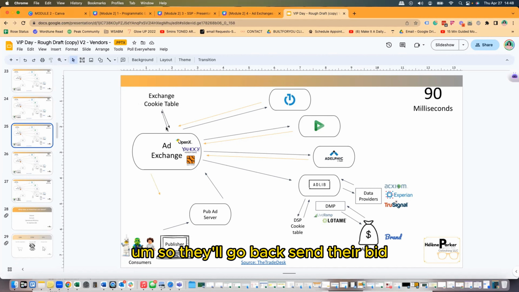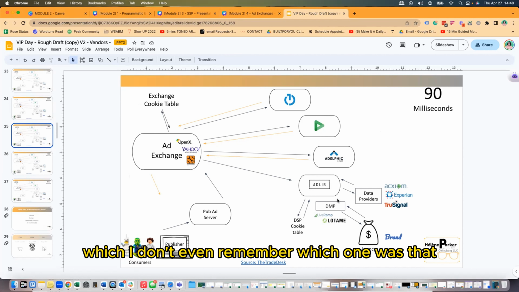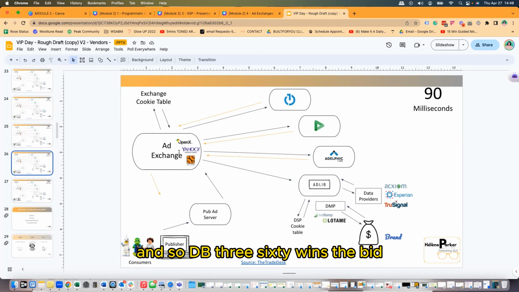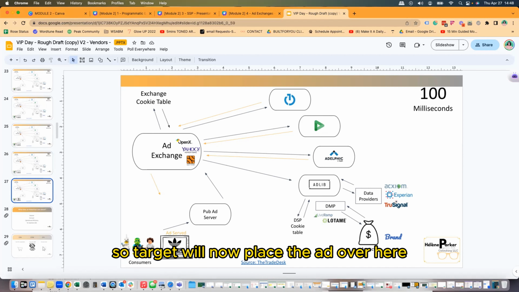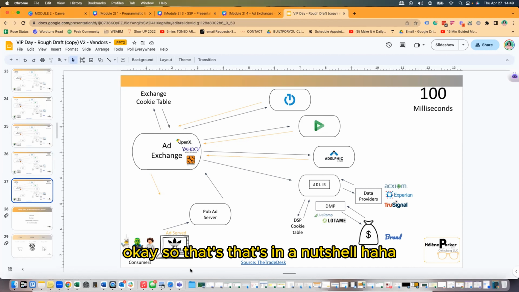So they'll go back and send their bids. Trade Desk sends their bid at $3, DV360 at $4, Adelphic at $150. Let's say AdLib is at $375. And then the ad exchange is selling it at $4. Whoever has the higher bid will win, and I don't even remember which one it was. I think it's DV360. I can't remember based on my example. So DV360 wins the bid. The ad exchange is like, okay, DV360 was the Target brand, so Target will now place the ad over here. And well, Adidas in the example will place the ad. Okay, so that's in a nutshell.